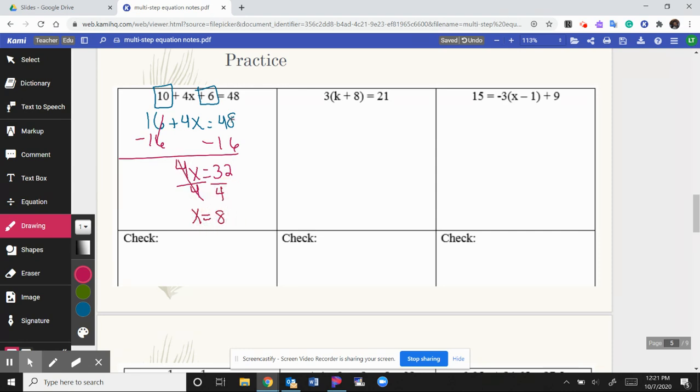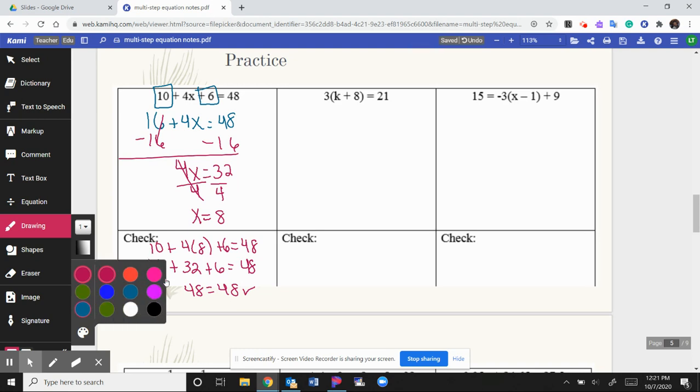Okay, to do our check, we would take this 8 and plug it back in. We'd have 10 plus 4 times 8 plus 6 equaling 48. Okay, order of operations says parentheses first. And then you could just go into all this and plug it in later. You'd end up with 40 equaling 48. Okay. Again, you don't have to do the check, but it is an option there for you just in case you need to.